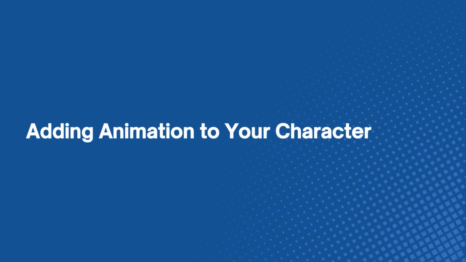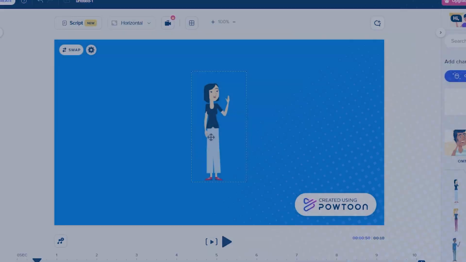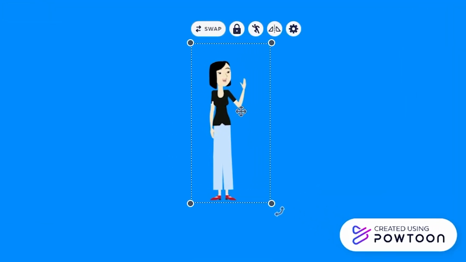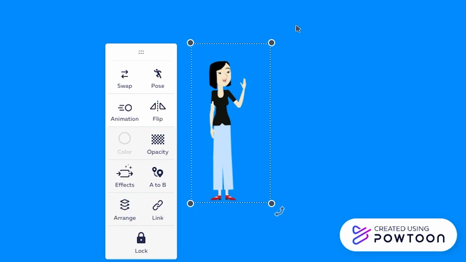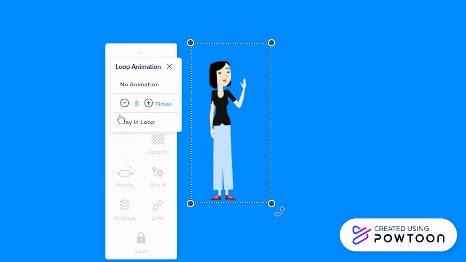Adding animation to your character. Hover over the character and click the Settings button above. A pop-up will appear. Click the Animation option and Loop animation will appear. You can choose No Animation. In No Animation, your character has no animation applied. The Play and Loop allows you to adjust how many times the character will move based on your chosen movement.